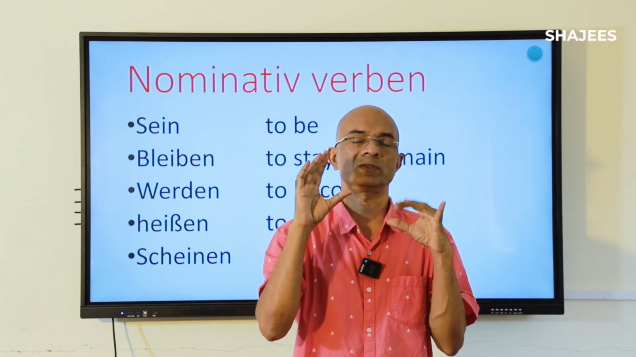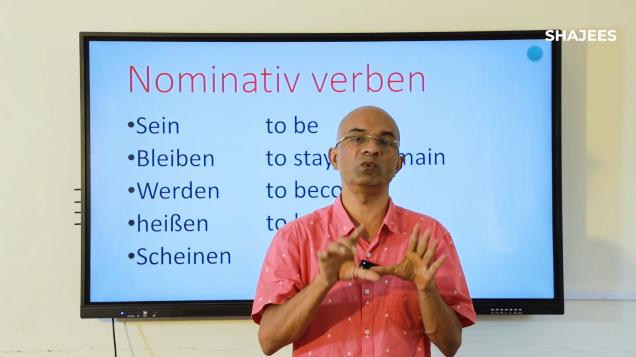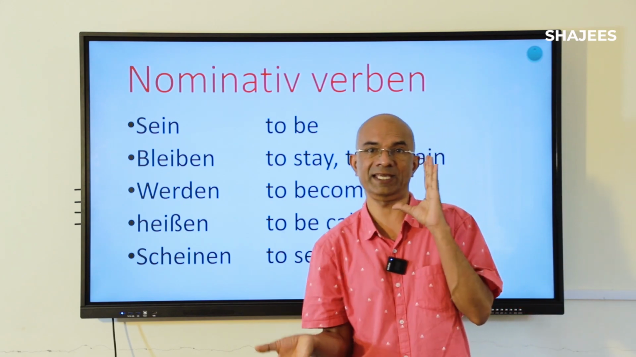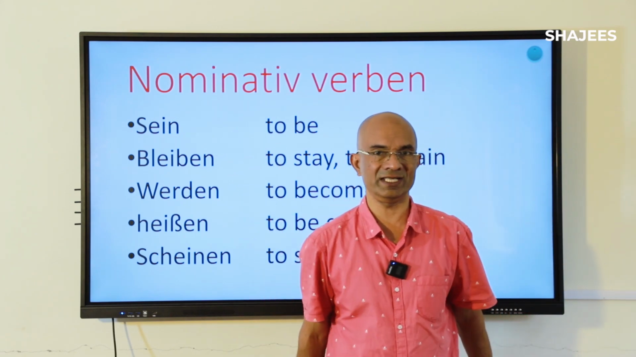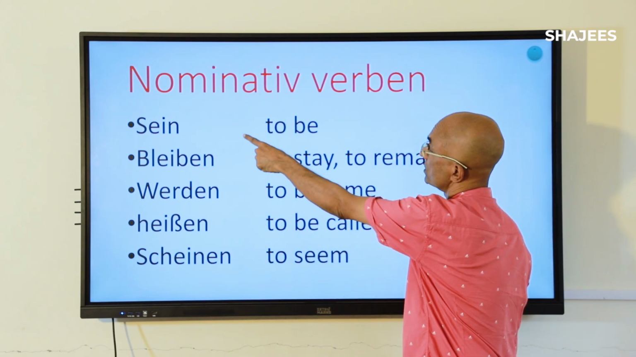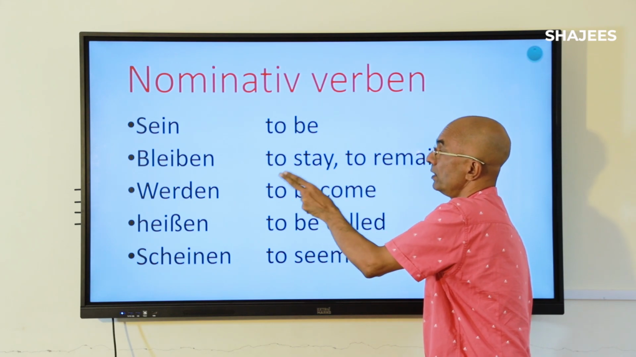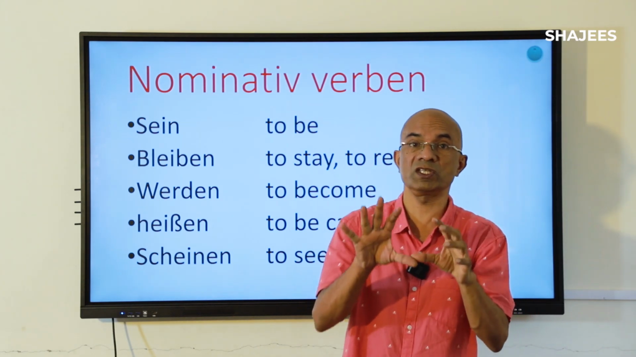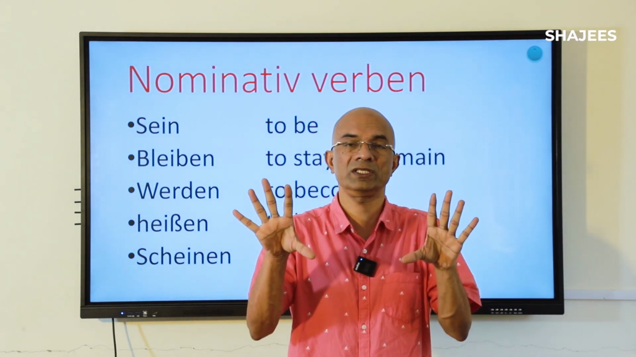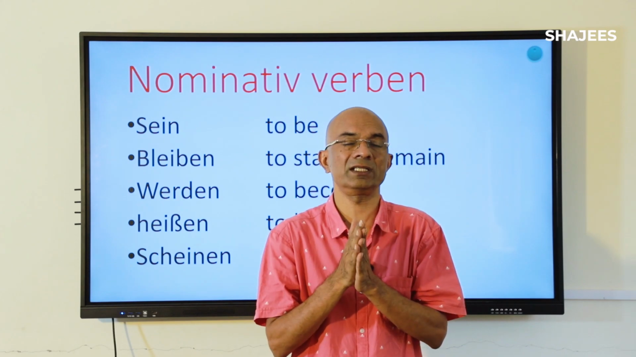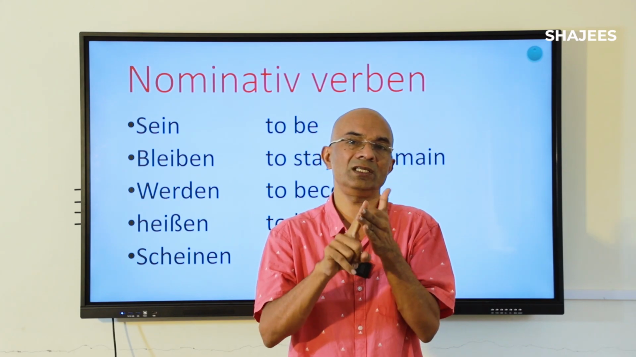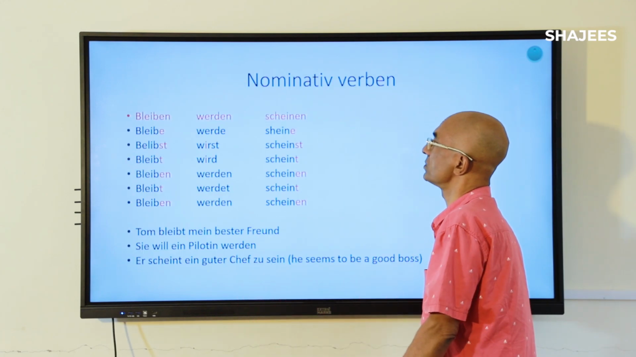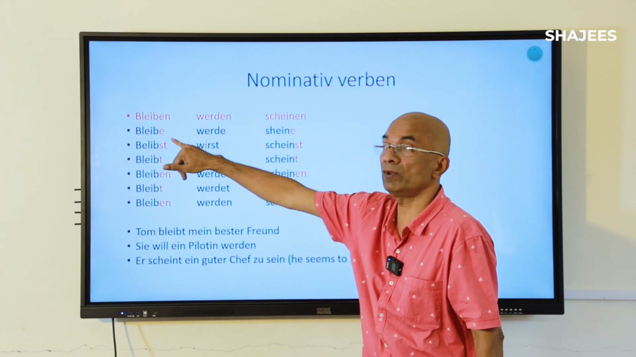We have special verbs like accusative, dative and genitive verbs, which we use only in those cases, but some verbs we use for all the cases. That we'll deal with in detail later. So here: sein, to be, bleiben, werden, heißen, scheinen, to seem to be. And the conjugation of these verbs we have also learned, how to conjugate: e, st, t, en, t, en. Next, we'll see how we can conjugate bleiben.